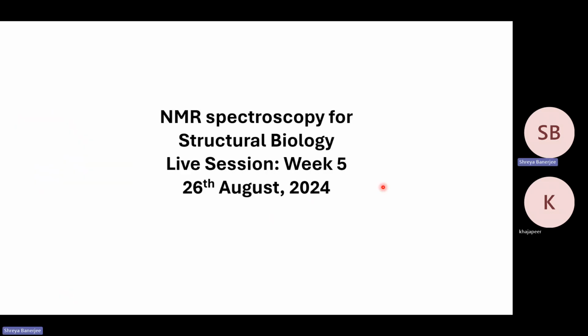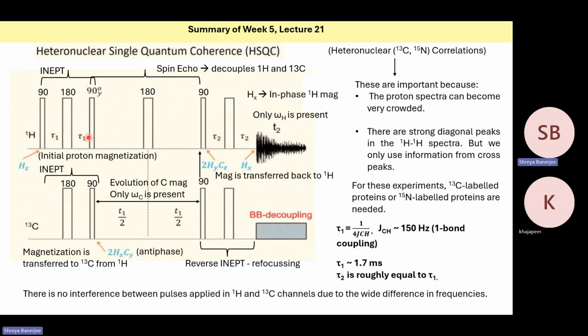Right, so this is the week 5 live session where I will be discussing the videos of week 5. I'll go through the classes and then at the end, we'll go through some practice problems of week 4. We ended last week's live session by briefly going into HSQC, that is heteronuclear single quantum coherence. So I'll start this class by going into more detail on that.